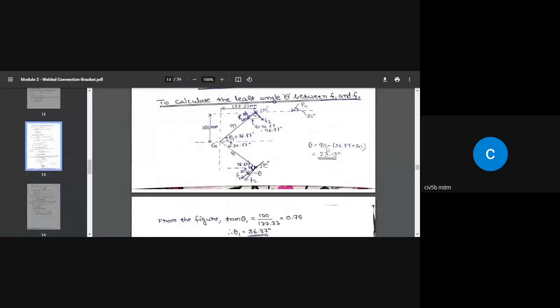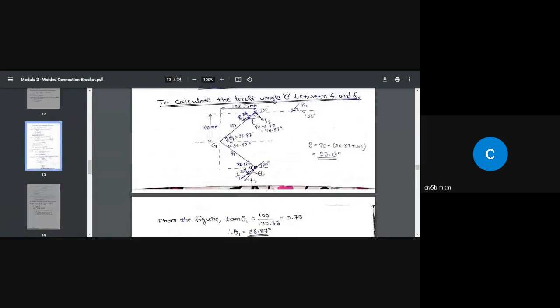So coming back to this, theta is the angle between F1 and F2. So that theta should be used in the formula to find out F. So this is theta 1 equal to 36.87. That is, tan theta 1 equal to opposite side 100 divided by 133.33. So that is equal to 36.87. This is where I calculated. So theta is the angle I am going to make use of. So theta equal to this much.